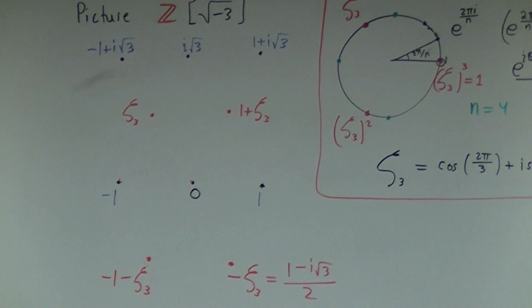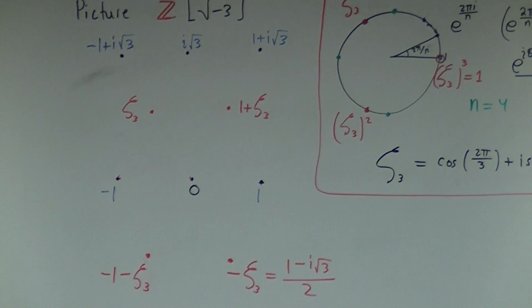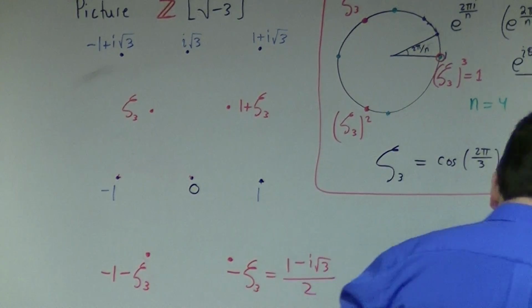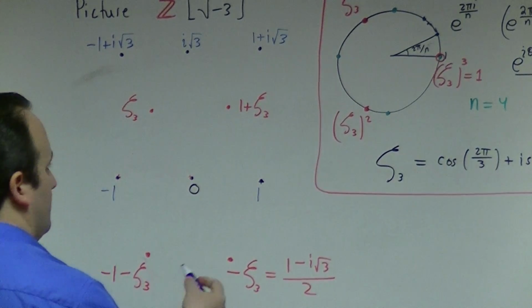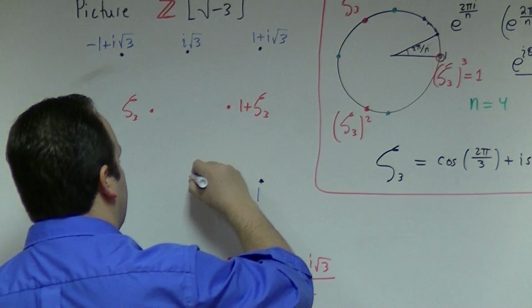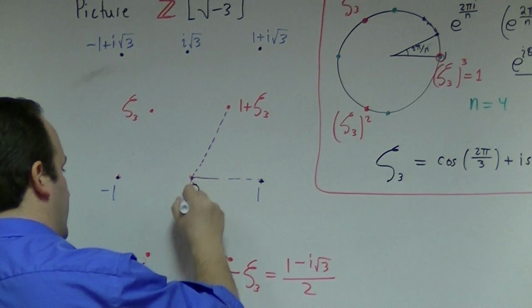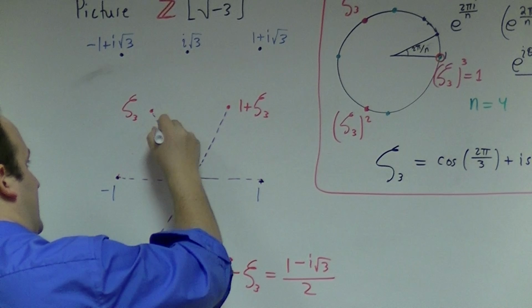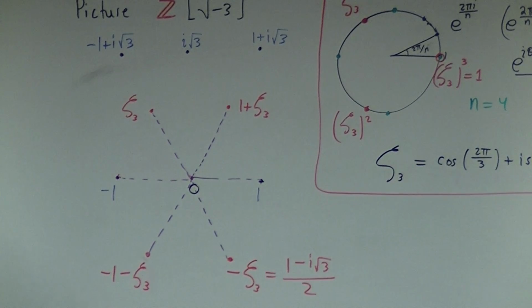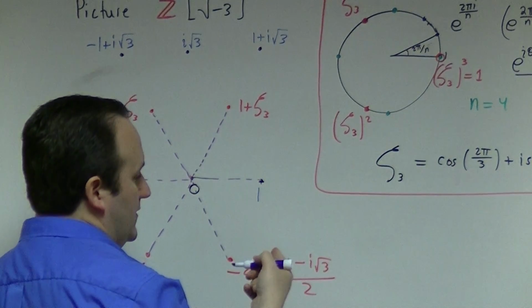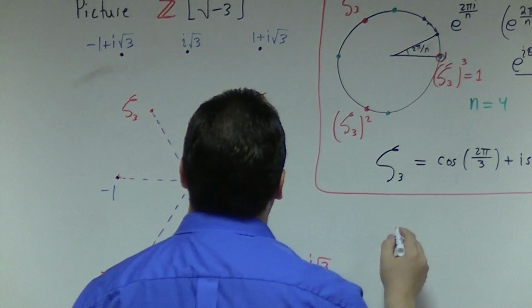Oh, hey, check it out. What is the thing about all of these 6 points I just drew? What's this distance? What's this distance? What's this distance? What's that distance? 1. Yeah, all distance 1. That's one thing.